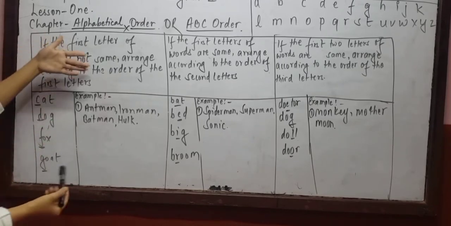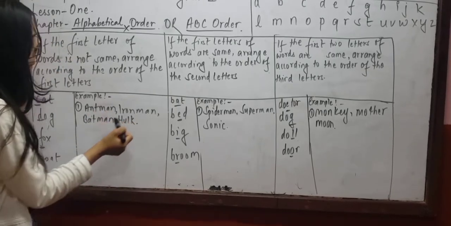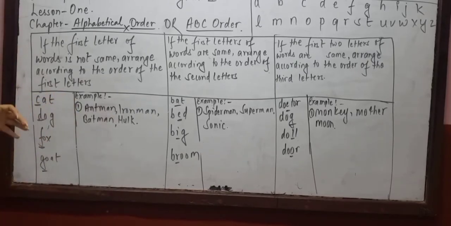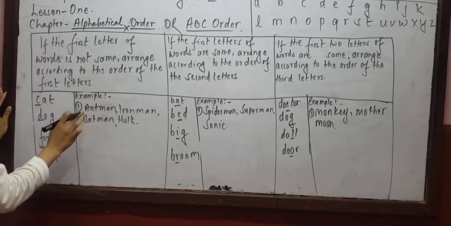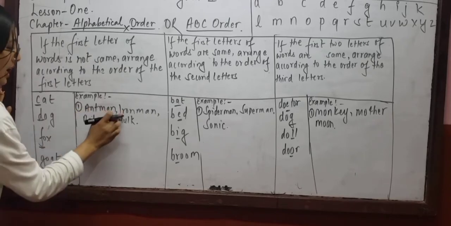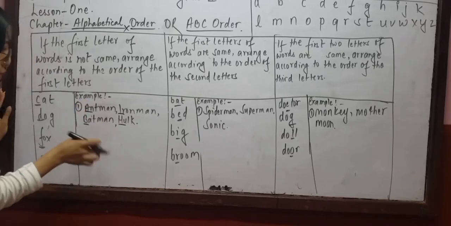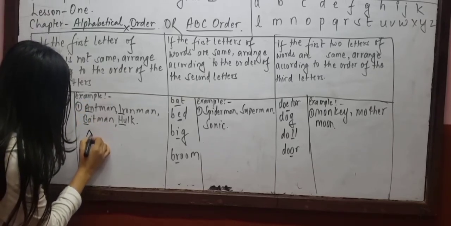Now we are going to do some examples. Here you can see Ant-Man, Iron Man, Batman and Hulk. Now do you know which comes first? You have to arrange it in proper order by looking at the first letter of each word. Now here we have A, I, B and H. Now do you know which comes first? Obviously A. Then we are going to write here Ant-Man.